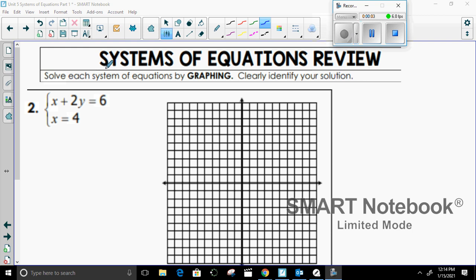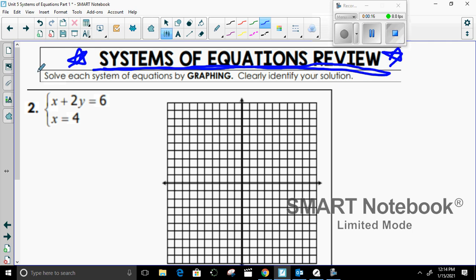Hey y'all, we are going to review systems of equations. So if you go ahead and find in your packet, the packet that we've been working on for a long time, find this page. It's towards the end, before the word problems. And we're only going to do a certain one together. We're going to start on number 2.